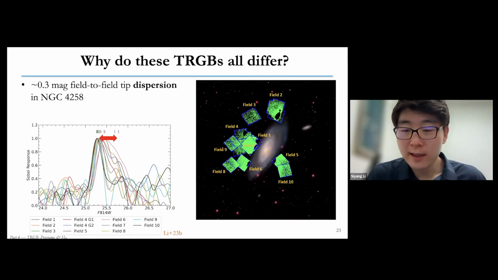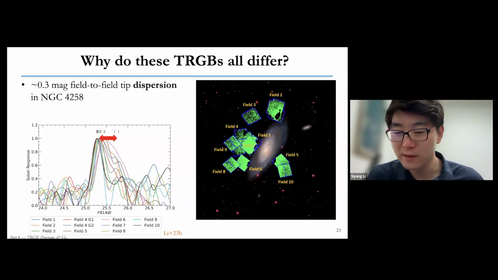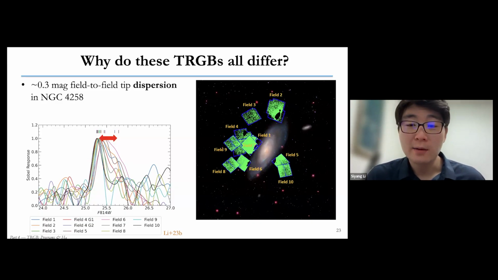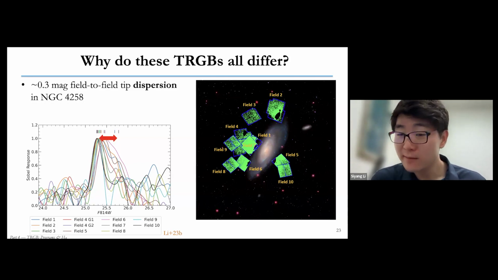So on the right here, I'm showing plots depicting all the TRGB halo fields that have been observed in NGC 4258, our calibrator galaxy. What's really great about this data set is that we have roughly around 10 fields to work with, and we can measure the TRGB in each of these fields using the same exact measurement algorithm.